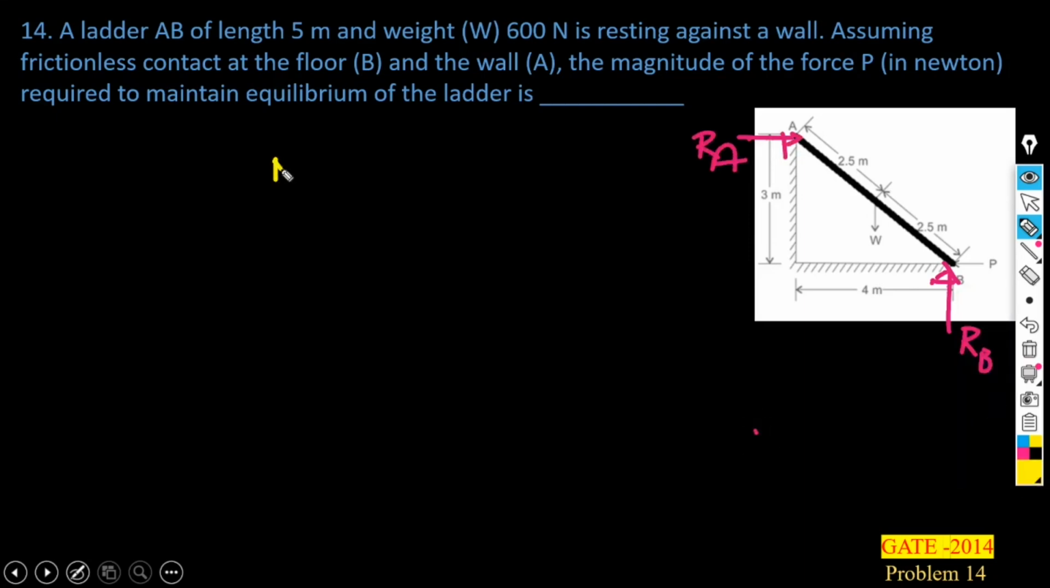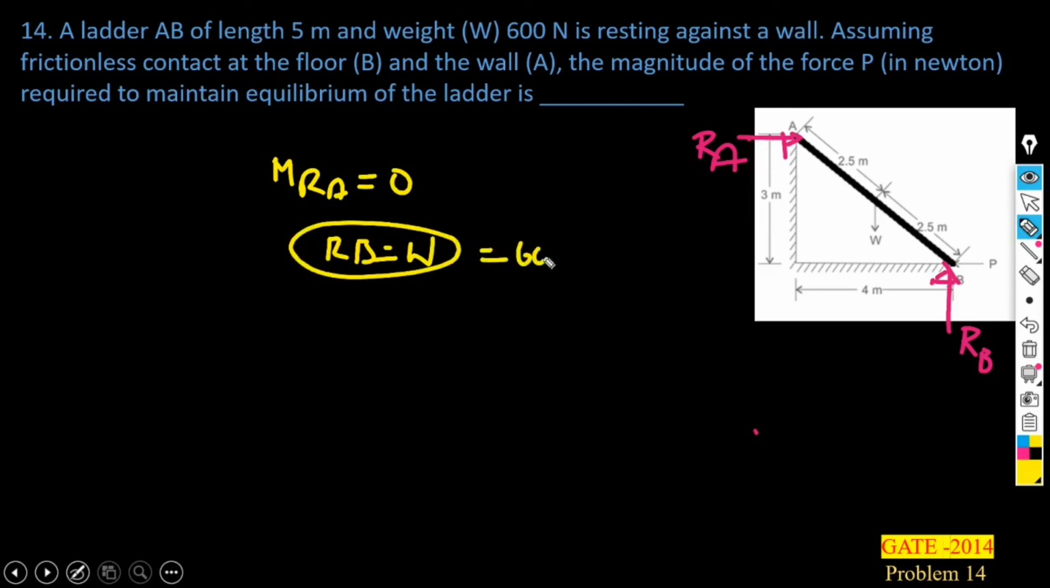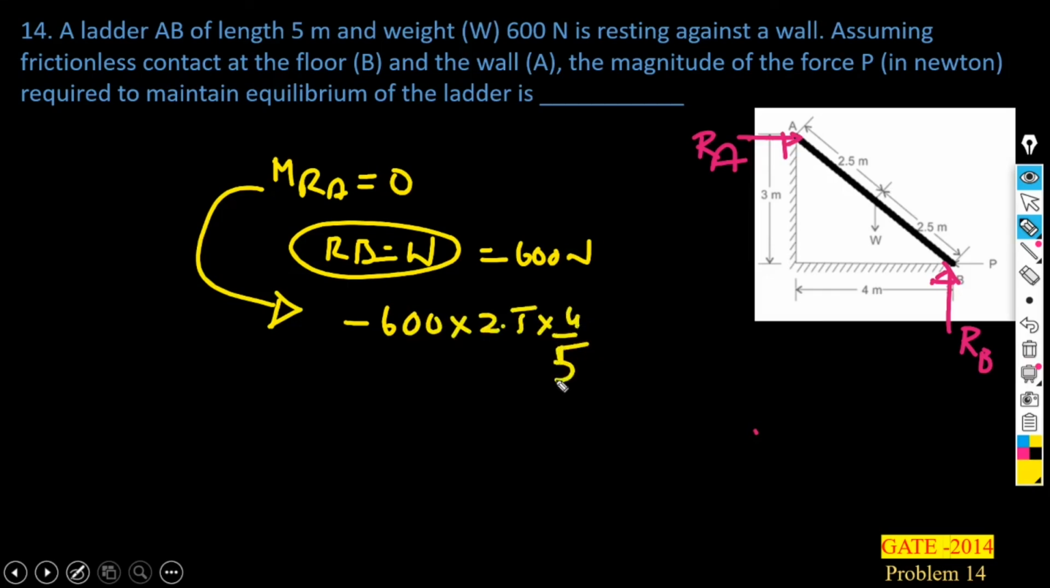The summation of forces in the vertical direction gives RB is equal to W, which is equal to 600 newtons. Let's take moment about point A, then minus 600 into 2.5 into 4 by 5 minus P into 3 plus 600 into 4 is equal to 0. Implies P is equal to 400 newtons from here.